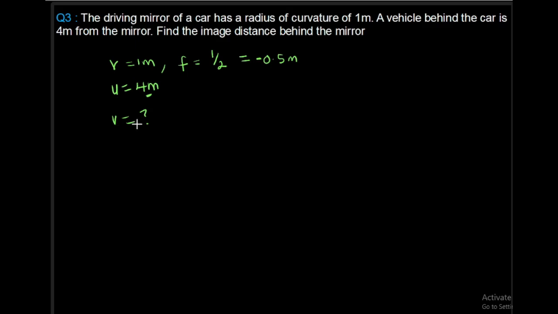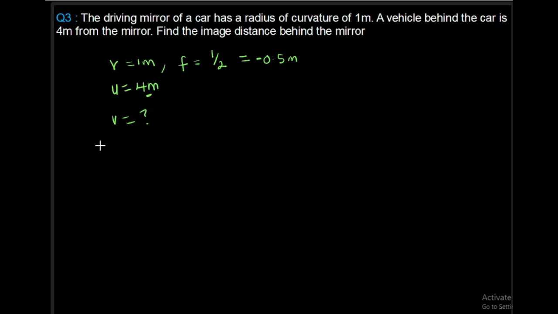We are looking for the image distance. This is a convex mirror, and convex mirrors usually give rise to virtual images. So without even solving, we need to know that our answer here for V will be negative. It's a convex mirror, and it's going to give rise to a virtual image. All right, so now let's proceed and solve.